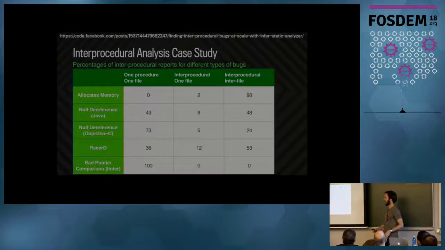So this is allocates memory that we saw. And this one is a bit particular because almost all the bugs it reports span multiple files. And all the way at the bottom, there's a byte pointer comparison, which is a linter. A linter only looks at the AST of one file. So unsurprisingly, it only reports intra-procedural bugs.